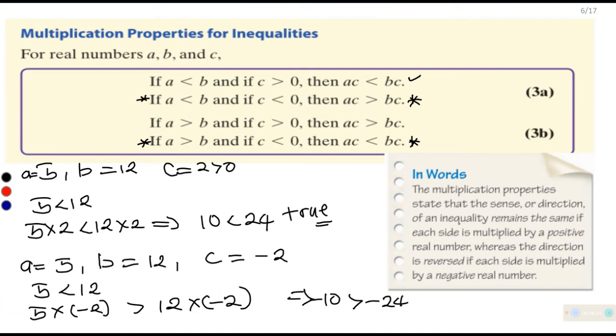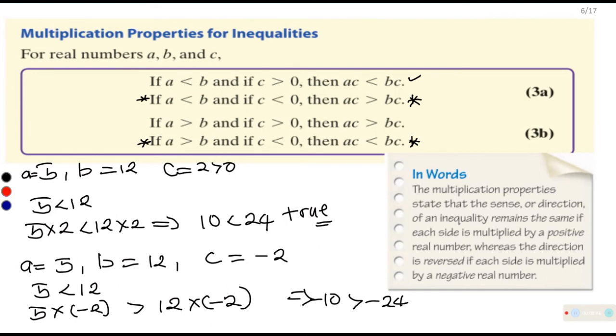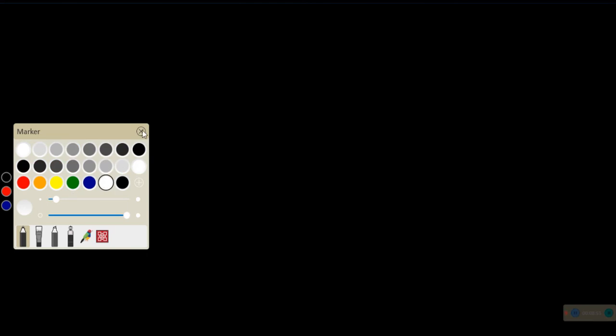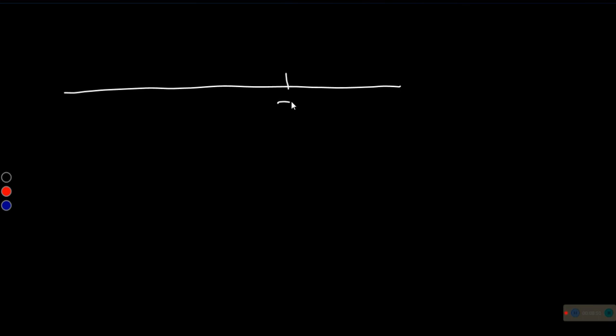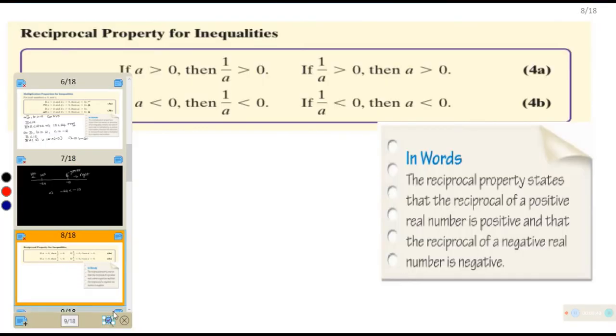If you draw a number line to represent this statement, what we are going to have is something like this. -10 is somewhere here, -24 is somewhere here. Moving this way, this is greater and this is less. So it implies that -24 is less than -10 on the number line. This is to the right and this is to the left. That is a simple illustration of what we have explained.